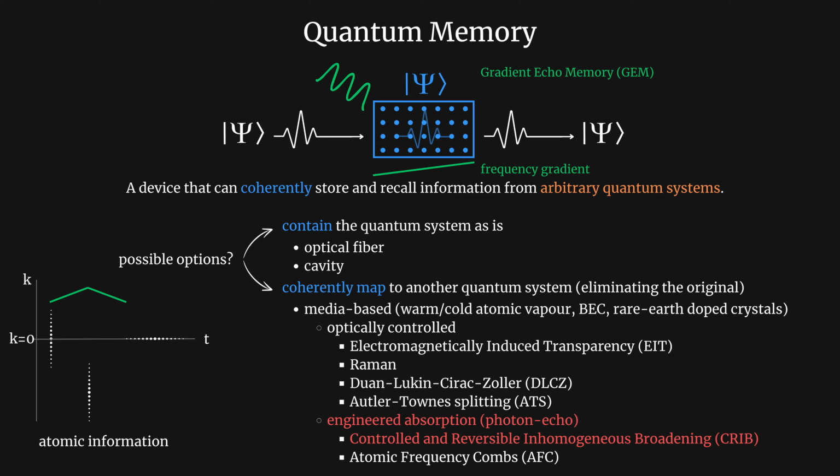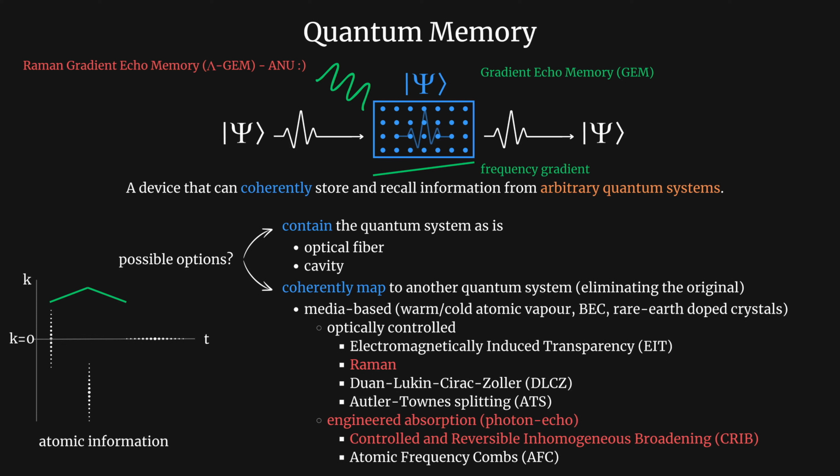Now, there are a few hybrid schemes that aim to combine optically controlled and engineered absorption schemes to enhance efficiency. One such scheme combines a Raman effect in atomic transitions and the gradient echo memory, and we call that the Raman gradient echo memory, and this was first demonstrated at ANU. Now, there are a lot of considerations and fine details if we start talking about the efficiency of different schemes. And the kind of memory that you decide to use depends on the application and available resources.